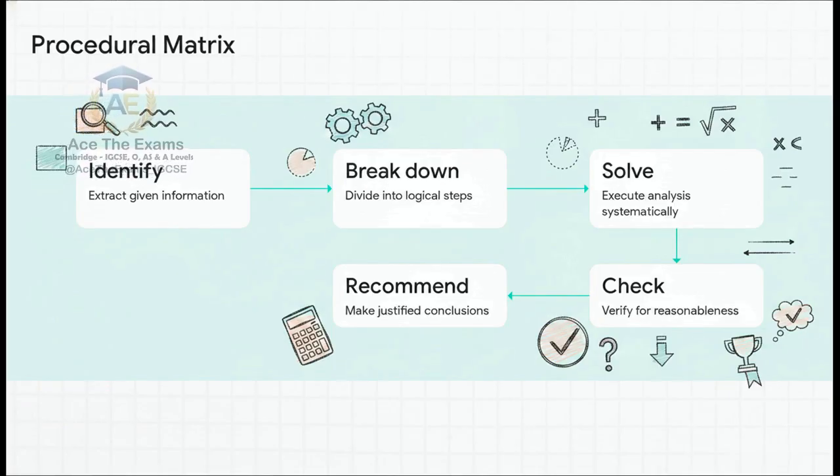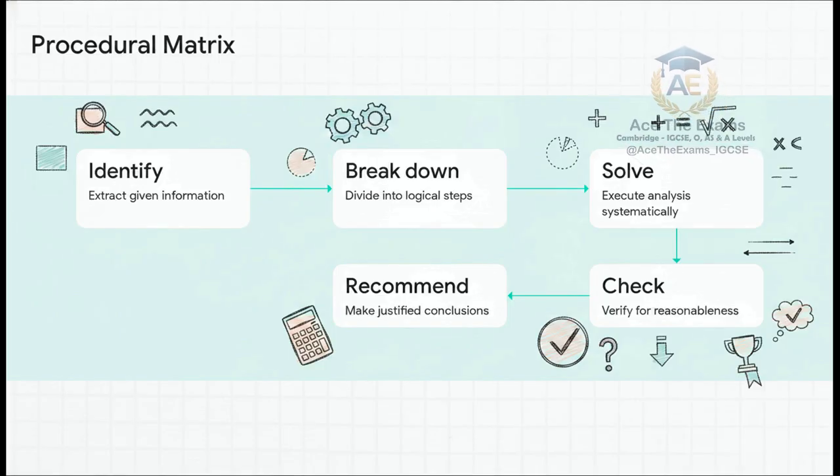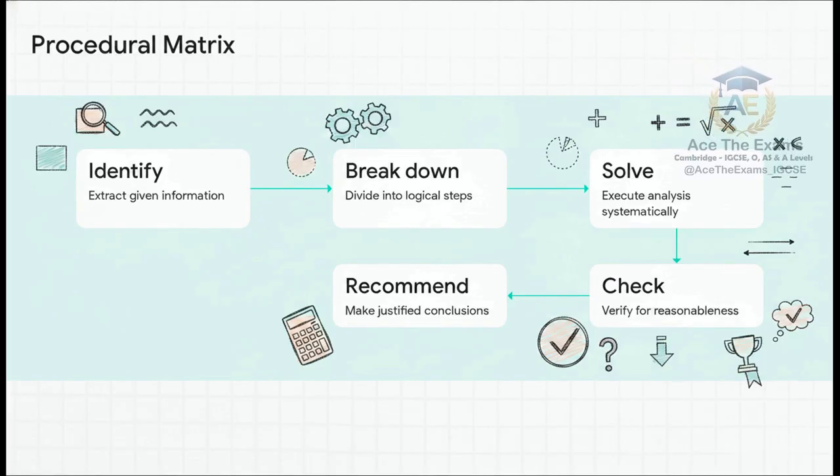It's a 5-step system. Step 1. Identify given information. Extract only the relevant data from the prompt. Step 2. Break the problem into logical steps and select your analytical framework. Step 3. Solve systematically, executing analysis with clear working and notation. Step 4. Check for reasonableness and verify your intermediate results. Step 5. Make justified recommendations or comprehensively verify the proof.